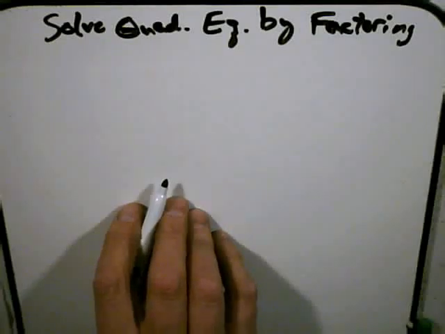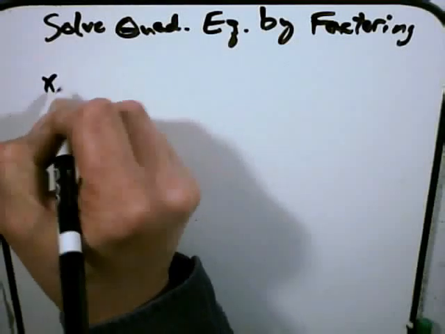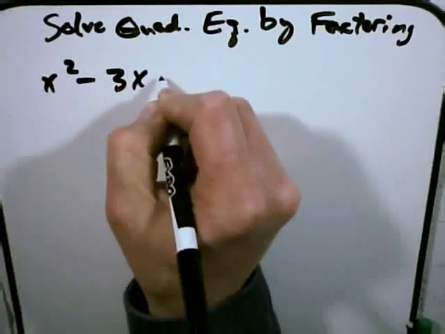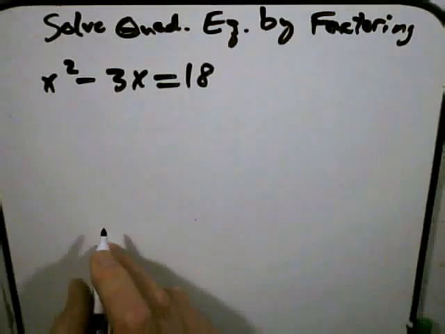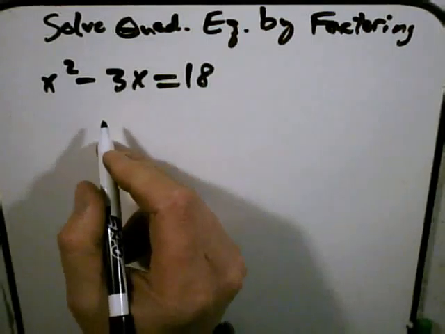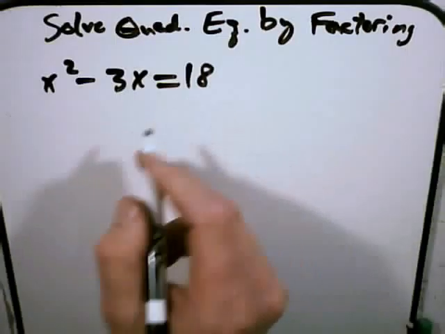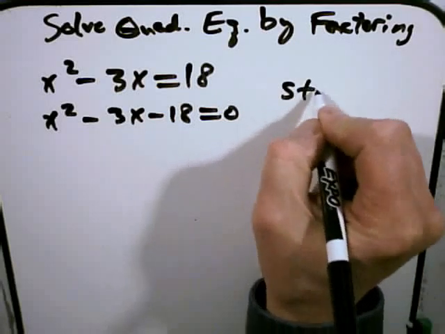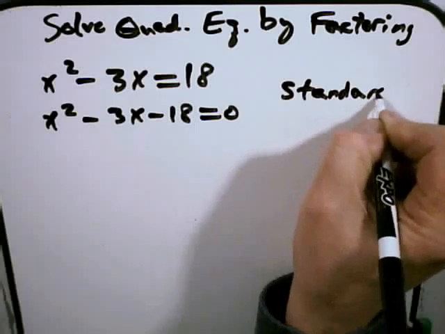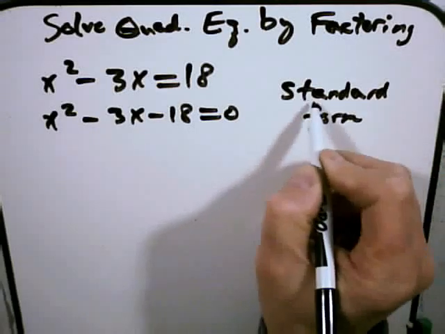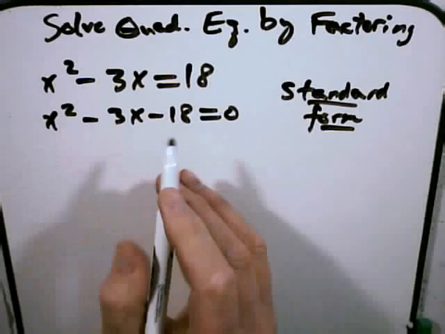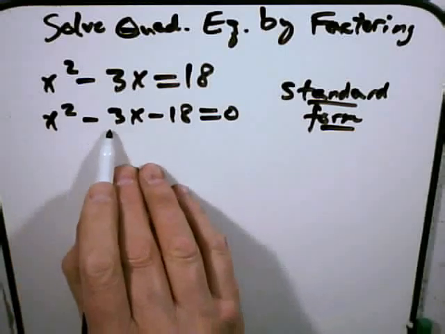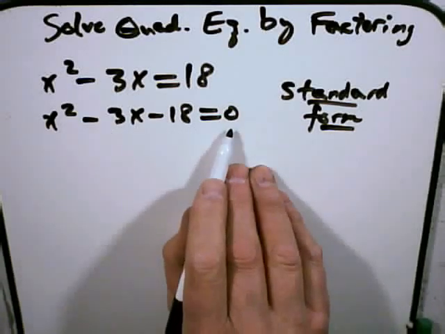In this section, I'm solving quadratic equations by factoring. Okay, let's consider this. I want to find x that makes this a true statement. And here's how we do that. First thing that I do is I bring that 18 over to the left-hand side of the equation and get the equation into what's called standard form. The standard form means we have it of the form ax squared plus bx plus c equaling 0.